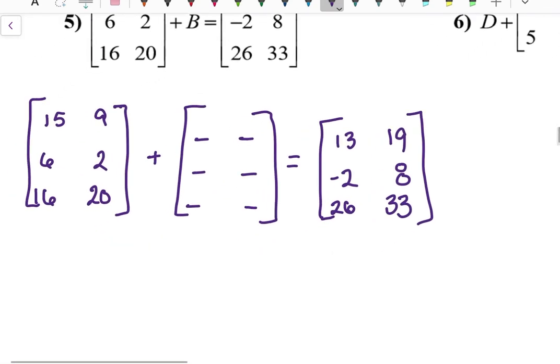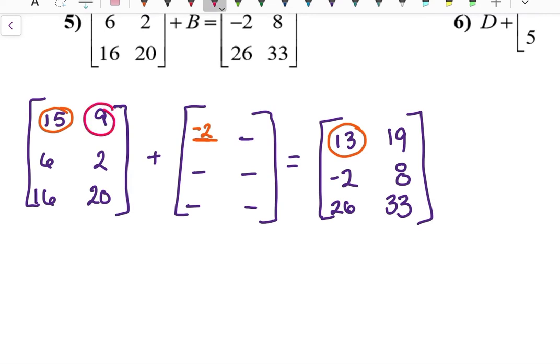So all I need to do is go through and match up each part and figure out what I need to add to get to that other number at the end. So here I've got 15. I need to add something to make it equal 13. So 15 plus something needs to equal 13. I need it to get smaller, so I'm going to add a negative number. Specifically, I'm going to add negative 2, because 15 plus negative 2 will get me that 13 that I need.